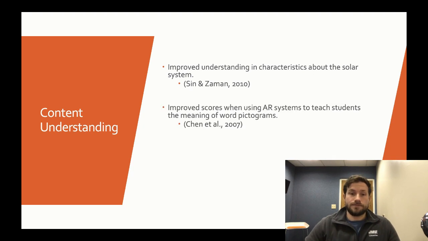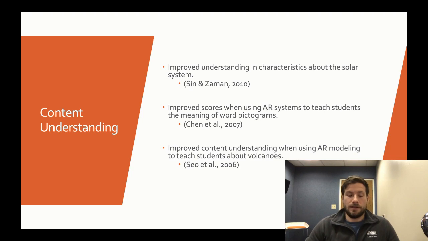In another article, while using an AR system that teaches Chinese students the meaning of word pictograms, the students' memory and reading and writing scores improved more when using the AR system compared to learning from a traditional textbook. They took 2 groups. One group was using the AR system, and the other group was using more traditional means. And then at the end of the lesson, they compared the 2 pretest scores, and they found that those using augmented reality techniques scored higher in the pretest and post-test scores.